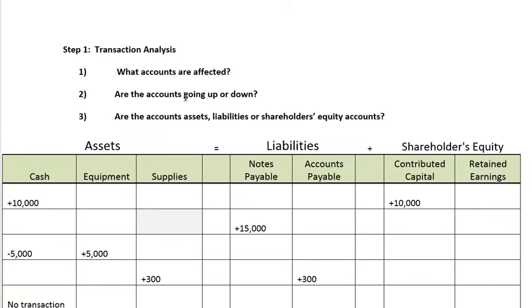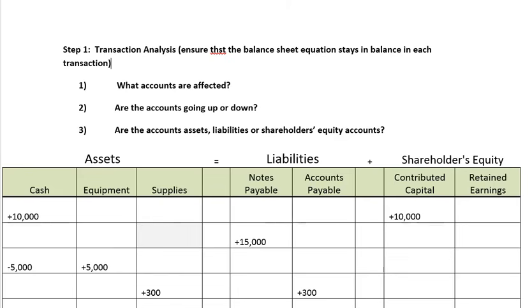Are the accounts getting bigger or smaller? If they're getting bigger, they're going up. If they're getting smaller, they're going down. And are those accounts assets, liabilities, or shareholders' equity accounts? Don't forget the purpose for which we're doing this is to ensure that the balance sheet equation stays in balance in each transaction. So we need to make sure that that happens. All right, so we're going to use the transaction analysis to confirm that, because if each item line by line is in balance, we'll get a balanced balance sheet.